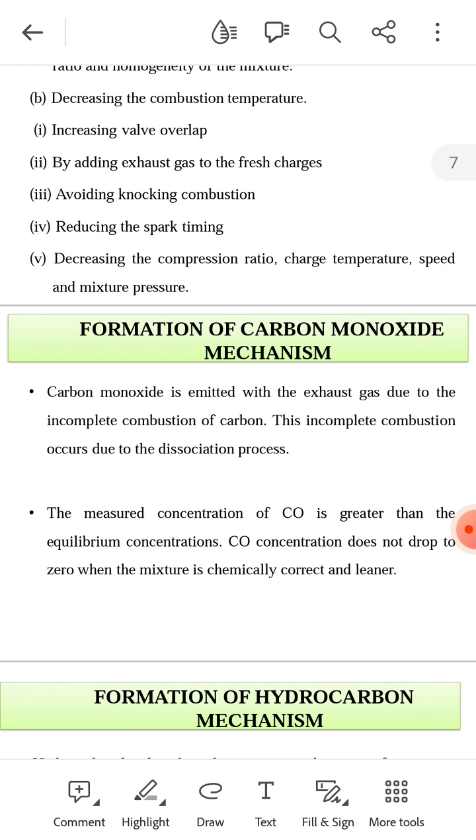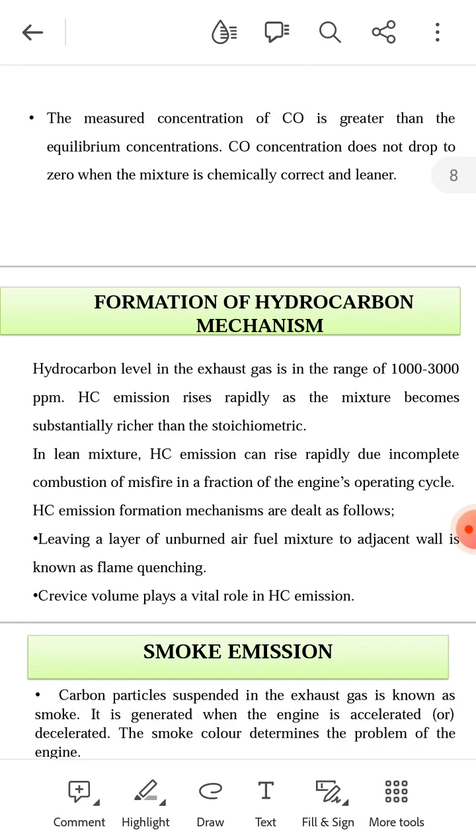The next one, formation of carbon monoxide mechanism. Carbon monoxide is emitted with the exhaust gas due to the incomplete combustion of carbon. This incomplete combustion occurs due to the dissociation process. The measured concentration of CO is greater than the equilibrium concentration. CO concentration does not drop to zero when the mixture is chemically correct and lean.